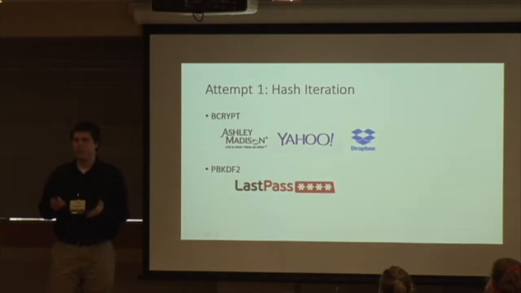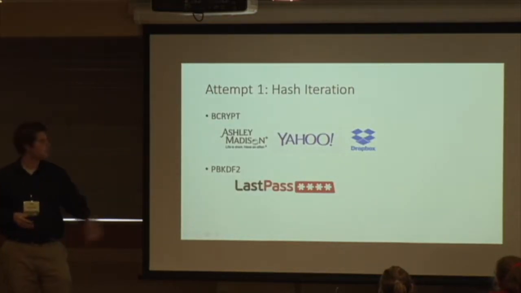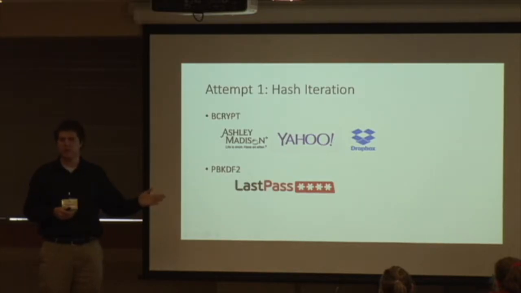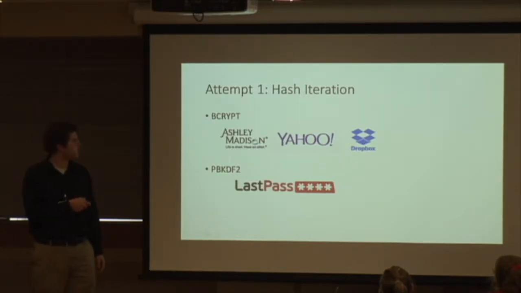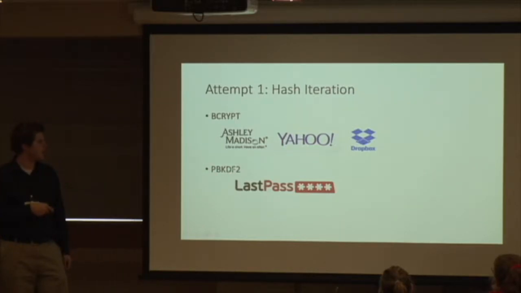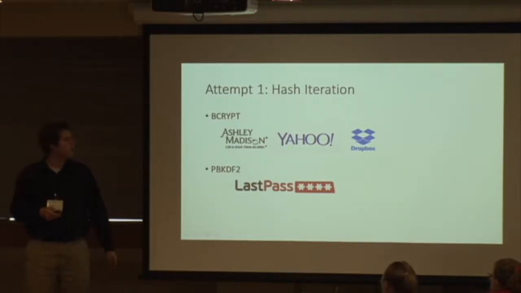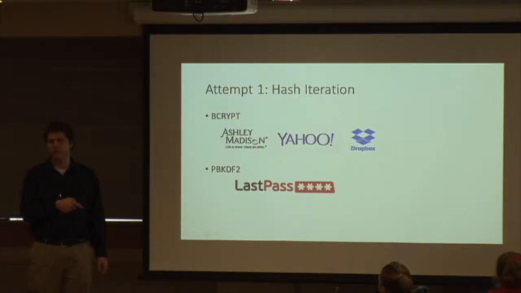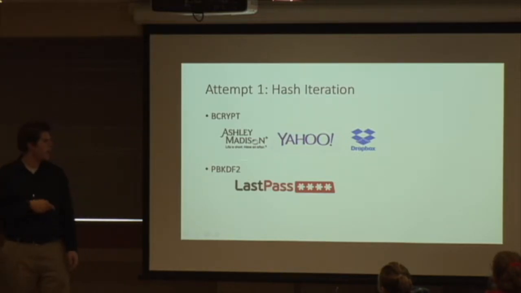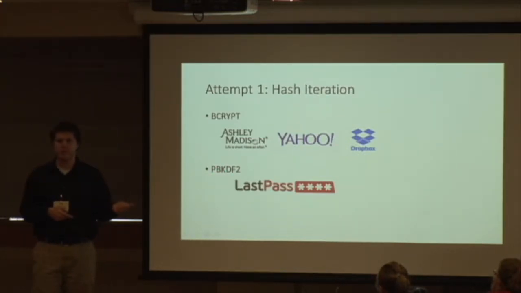All right, one of the classical approaches to addressing this problem is called hash iteration. There are two popular password hash functions that take this approach, bcrypt and pbkdf2. That's password-based key derivation function. So bcrypt was used by Ashley Madison, Yahoo, and Dropbox when they got breached. And pbkdf2 was being used by LastPass when they got breached.